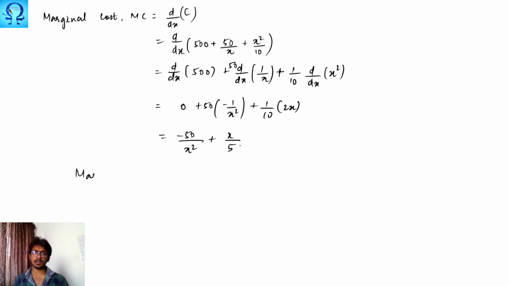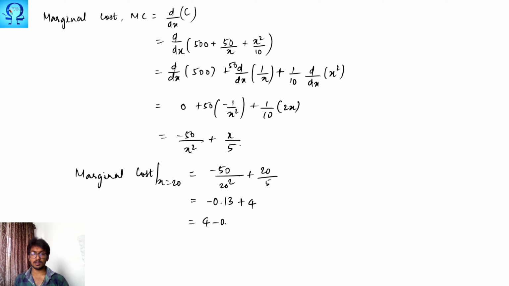Okay, now let us calculate the marginal cost when we produce 20 units. So it is minus 50 upon 20 squared plus 20 upon 5. We have approximated the first term as 0.13 and this is 4. So it is 4 minus 0.13, which happens to be 3.87. So rupees 3.87 is the marginal cost when we produce 20 units.